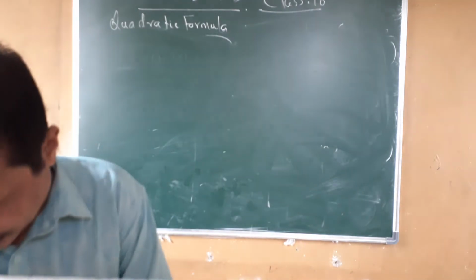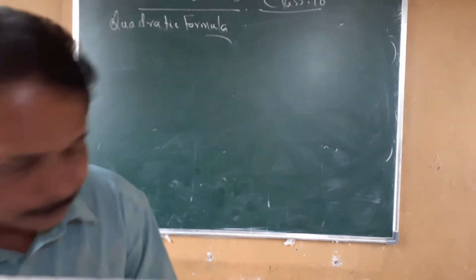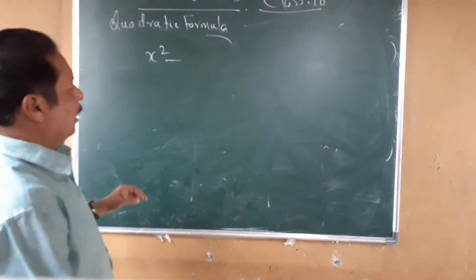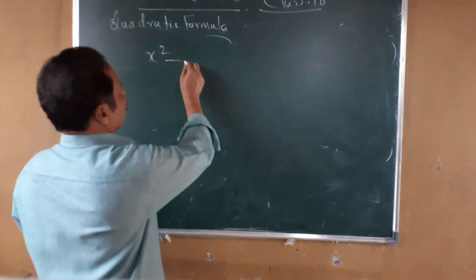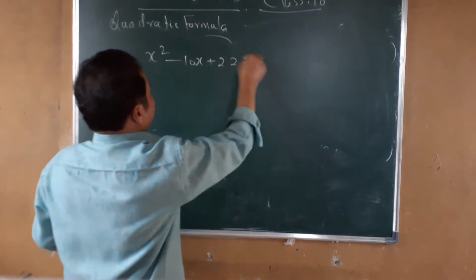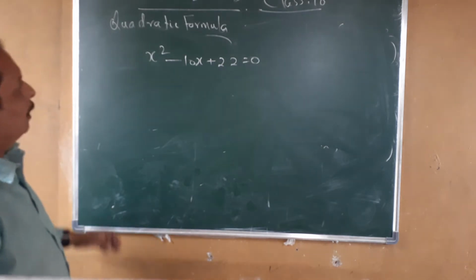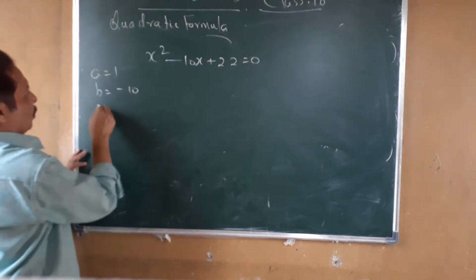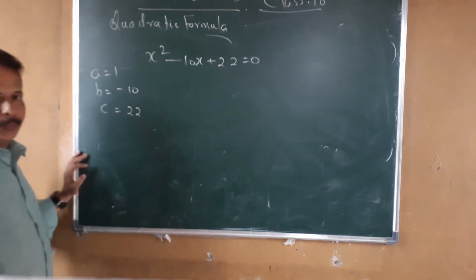Okay. Look here, another type. Better you write it here: x square minus 10x plus 22 equal to 0. Look here. Now a equal to 1, b is equal to minus 10, c is equal to 22.